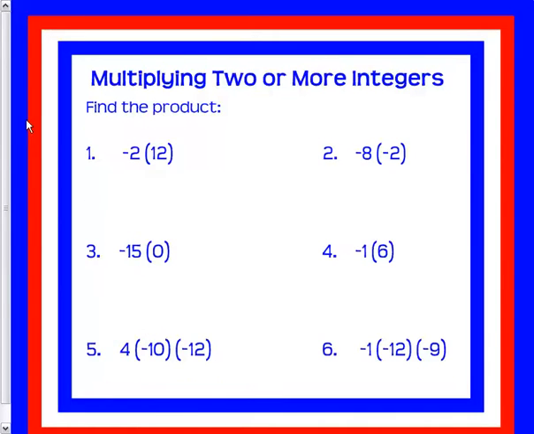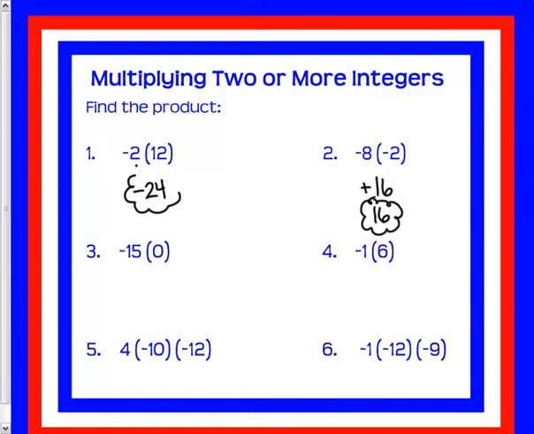All right, so go ahead and try these. Pause the video, and I'll be back in just a second to go through the answers. Okay, so what is 2 times 12? 2 times 12 is 24. A negative times a positive is a negative. 8 times 2 is 16. And a negative times a negative is a positive, so we just write it 16.